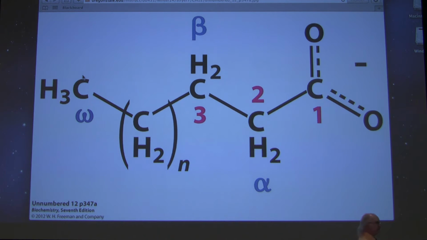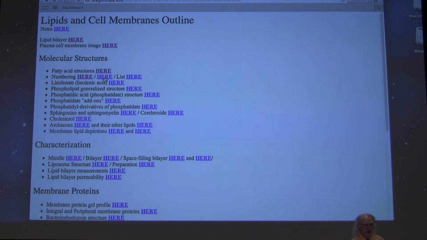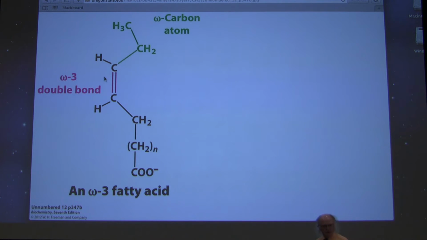So you hear about omega-6, omega-5, or omega-4 fatty acids and so forth, and all they're doing is counting from the methyl end to the location of the double bond. For example, there's an omega-3: 1, 2, 3, and there's a double bond.